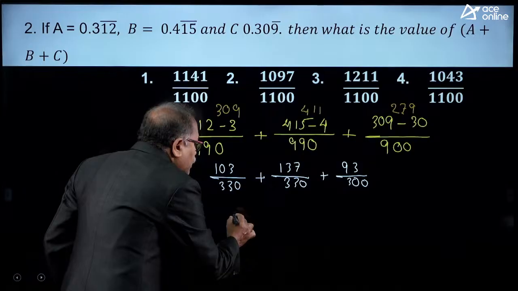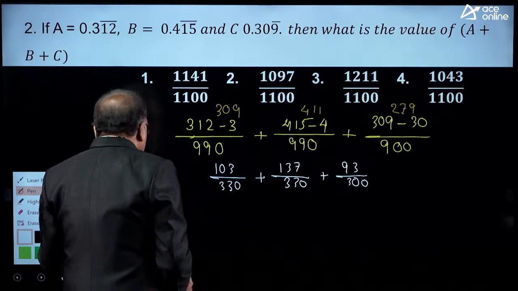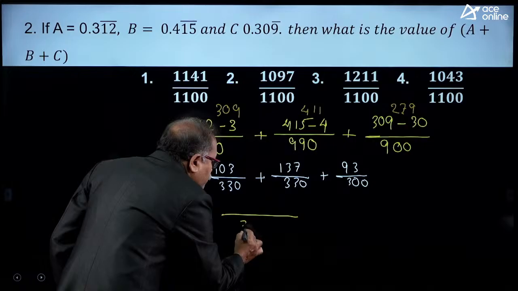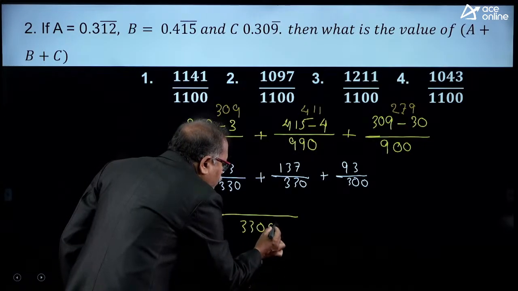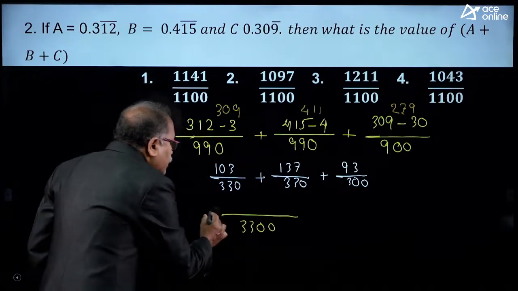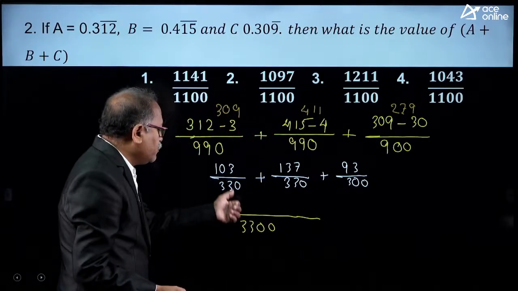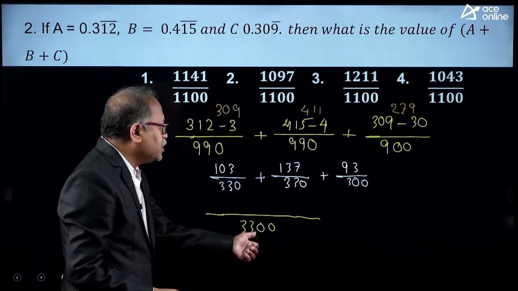So let's take the LCM of this. What will be the LCM of this? The LCM of this will be 3300. Hope you are understanding it. From here onwards there is a simple calculation. Now when I divide this, I am getting 10.